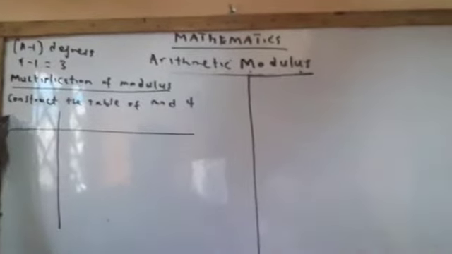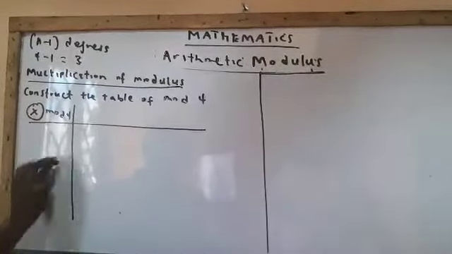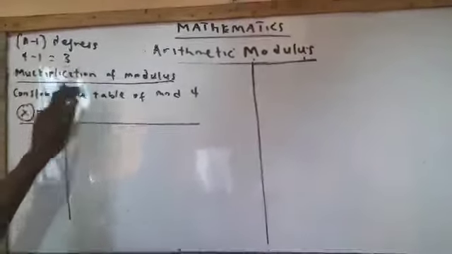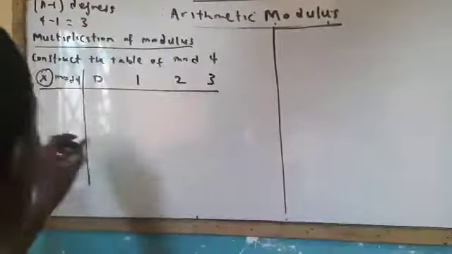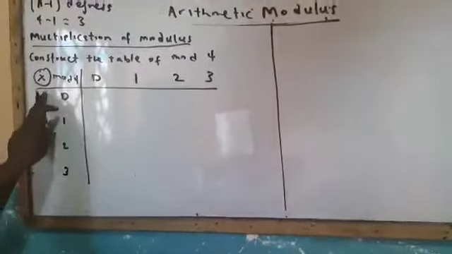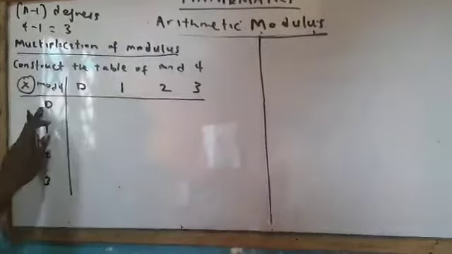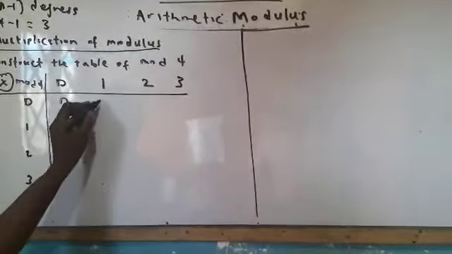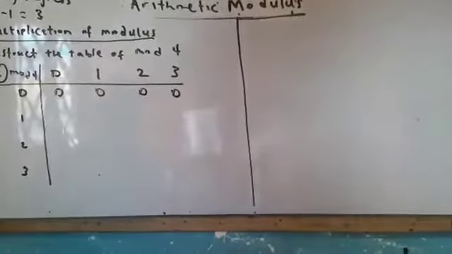Now I'll draw my line. I'll put the operation I'm doing, times. I'll put the modulus I'm working with, mod 4. Using my n minus 1, my integers are within the range of 3. That means 0, 1, 2, 3. Here will also be 0, 1, 2, 3. You multiply modulus using the same concept of addition of modulus, having in mind the rule that guides it. So look at it. 0 times 0 is 0. 0 times 1, 0. 0 times 2, 0. 0 times 3, 0. That's how you get the first part.